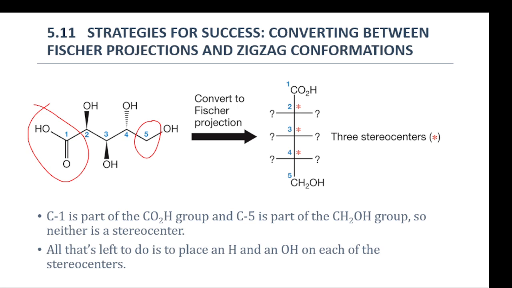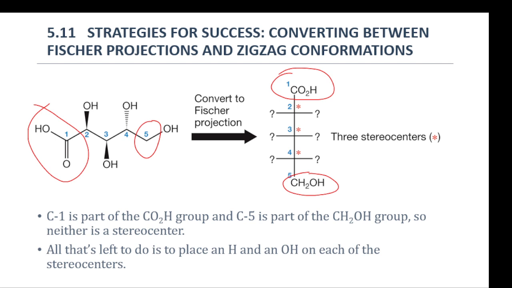So you can collapse those formulas and just write them out like this: CO2H or COOH, either way you want. And on the bottom, you can write that out as CH2OH, because they're unimportant for the Fischer projection. They don't have any of the stereochemistry we're looking for, do they?